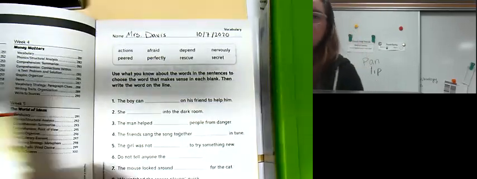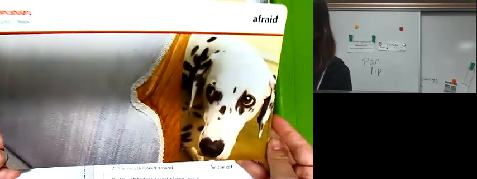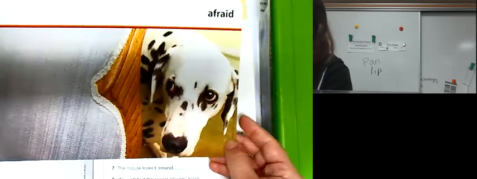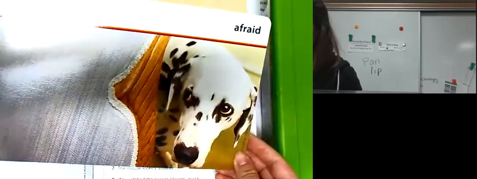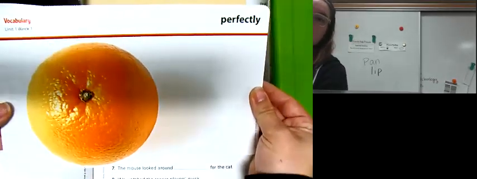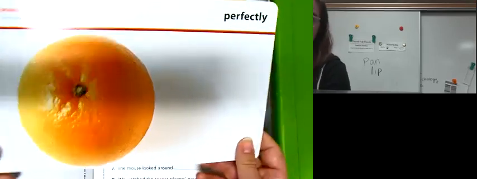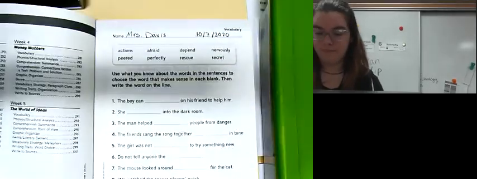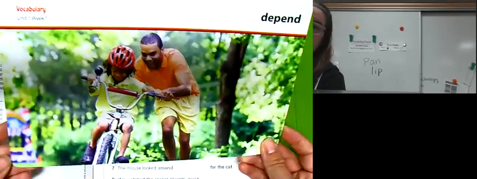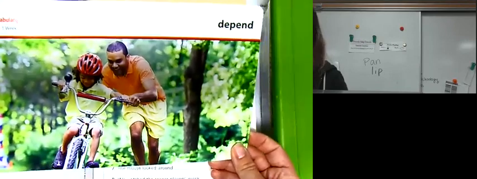And afraid. So this is a dog and he looks like he's afraid of what? We don't know. Maybe he had an accident on the floor. And then we have perfectly. This is a perfect circle or completely orange. So perfectly orange. Depend. So in this case, the little girl is depending on her dad to help her learn how to ride a bike.